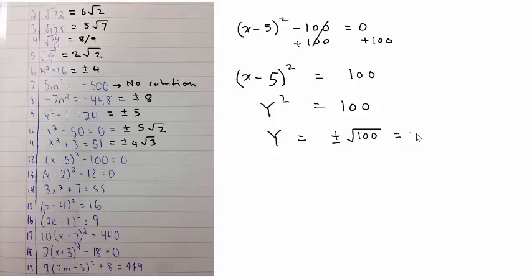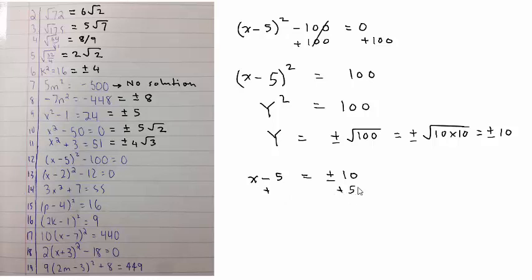So this is plus or minus the square root of 10 times 10. We have a pair of 10s, so this is plus or minus 10. Now what's y? Y is nothing but x minus 5 over here. So we have x minus 5 is equal to plus or minus 10. You want to find x, not x minus 5. Therefore, you add 5 to both sides.